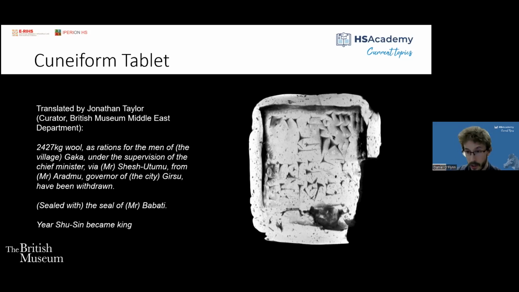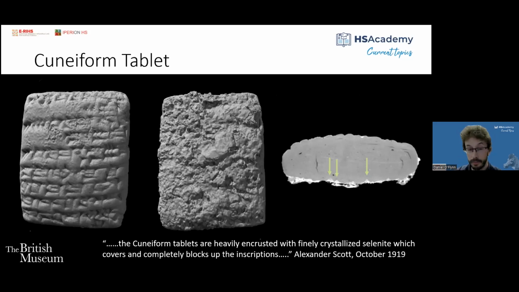So not only can we use CT to look through clay envelopes, we can also use it in the case of tablets where, due to the conditions in which they were kept, they've been encrusted with salt on the surface. And this is probably due to the high salinity of the clay in which the tablets were made. And when they were kept in different conditions, salt penetrated the surface from the inside and crystallized on the surface. And in some cases, the salt entirely obscures the writing on the surface.